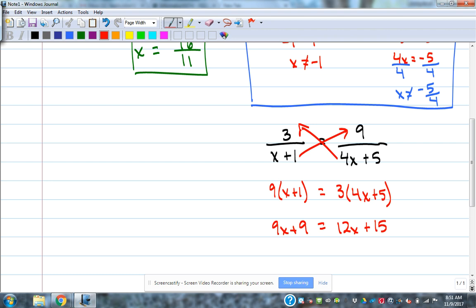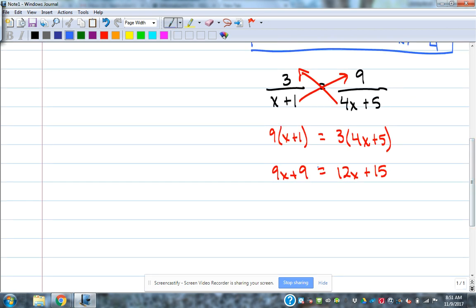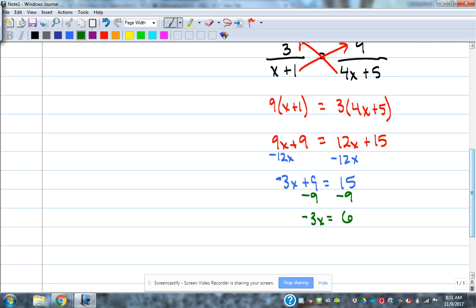Once you've done that, get the like terms together, get x by itself. I'll move the 12x. Negative 3x plus 9 equals 15. Subtract 9. Negative 3x equals 6. Last step, divide by negative 3. X is equal to negative 2.